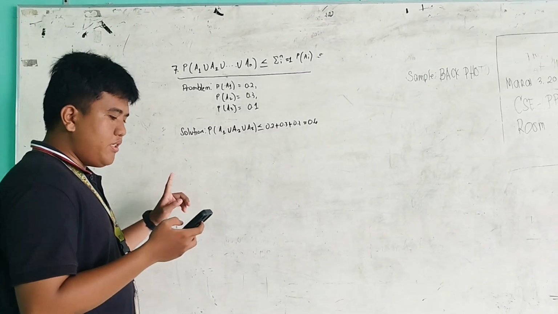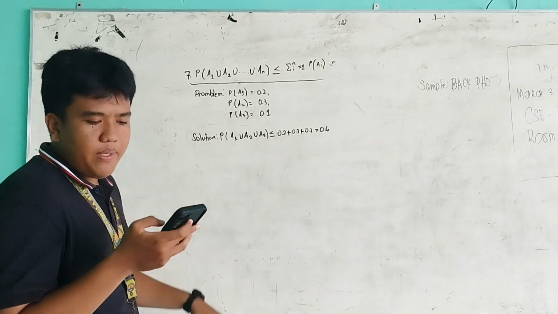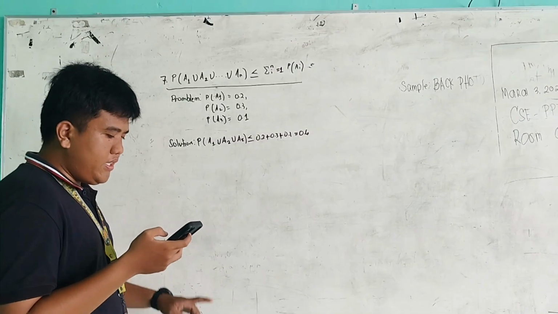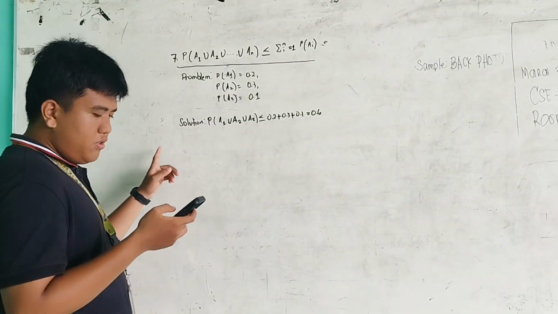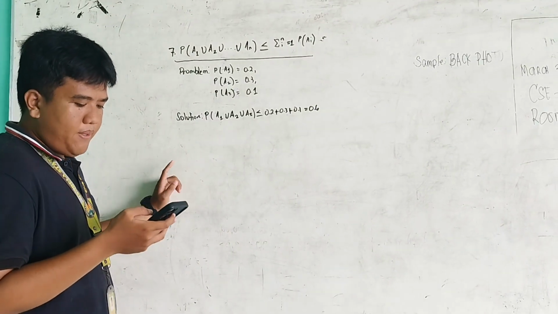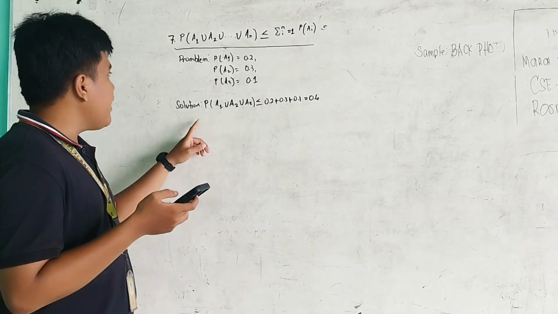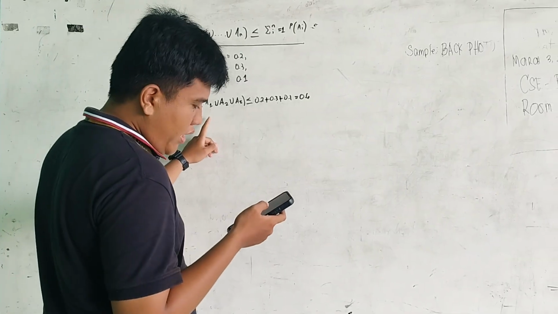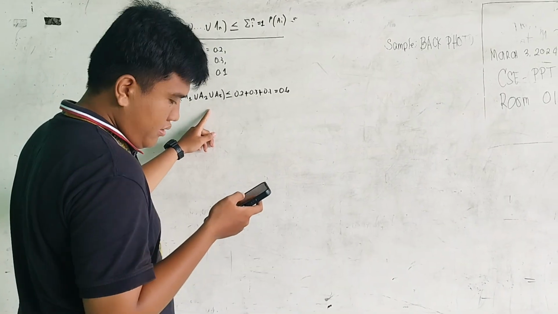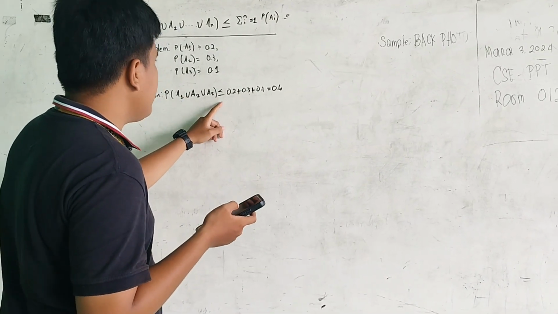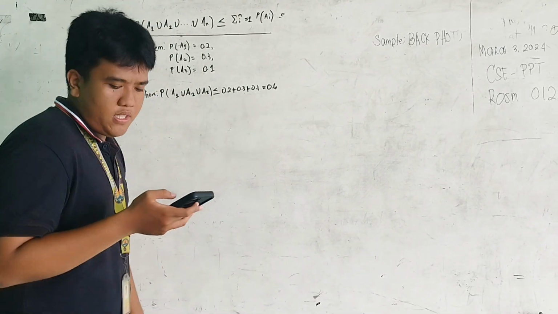This is called the union bound. It gives an upper limit for the probability that at least one event happens. Solution: the events may overlap, but the union bound says A1, A2, A3, 0.2 plus 0.3 plus 0.1 equals 0.6.